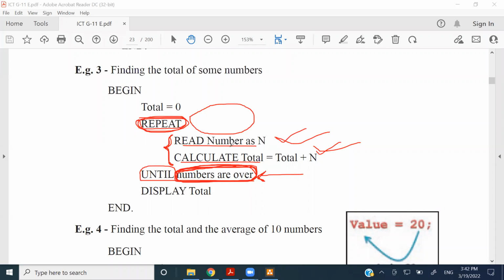So if it is false, then these are going to happen again. If it is true, then it goes for the next line. Okay, so there are three major differences. Are those clear? People?